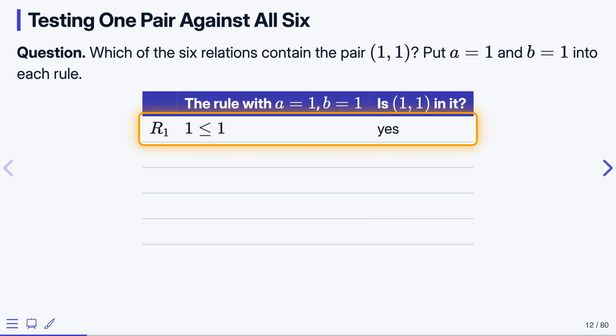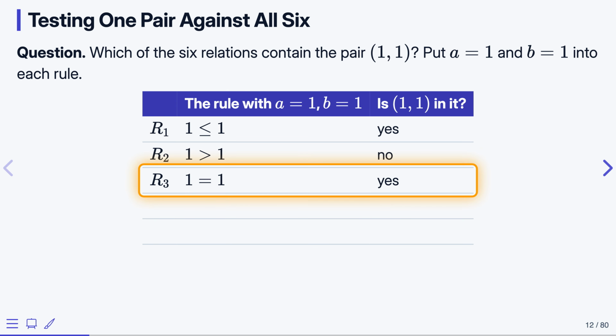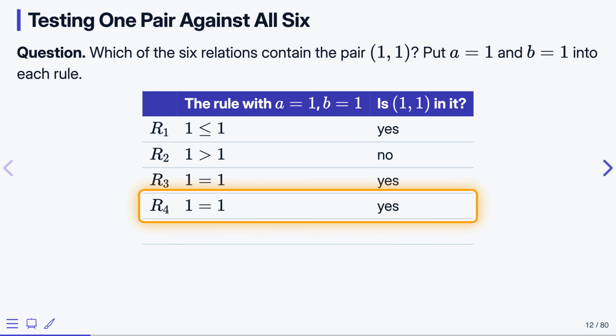R1 asks, is 1 less than or equal to 1? Yes, so the pair is in R1. R2 asks, is 1 greater than 1? No, so the pair is not in R2. R3 asks, does 1 equal 1 or does 1 equal minus 1? The first half is true, so the pair is in R3. R4 asks, does 1 equal 1? Yes, so the pair is in R4.